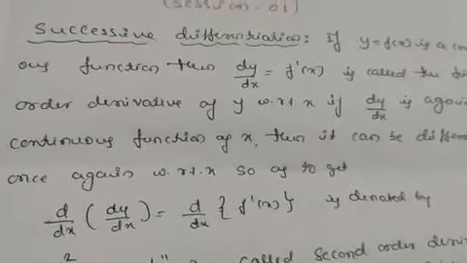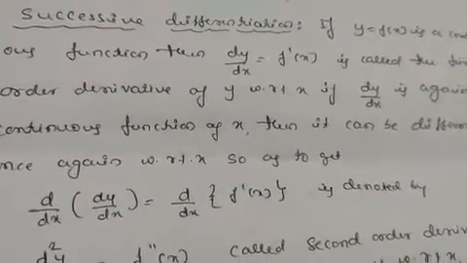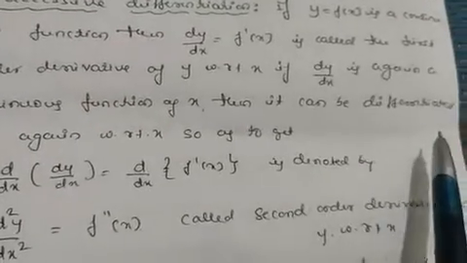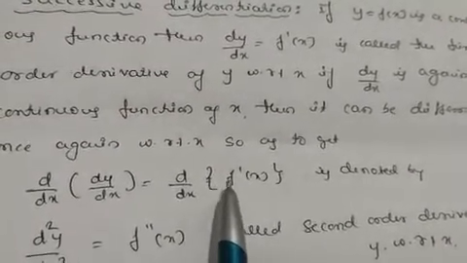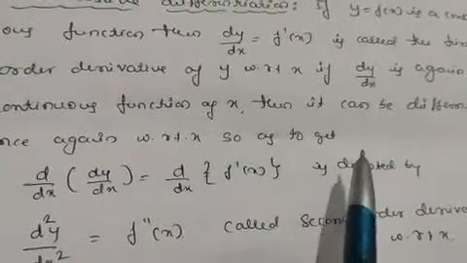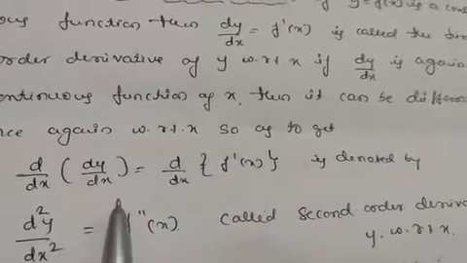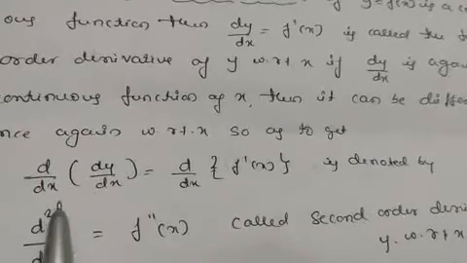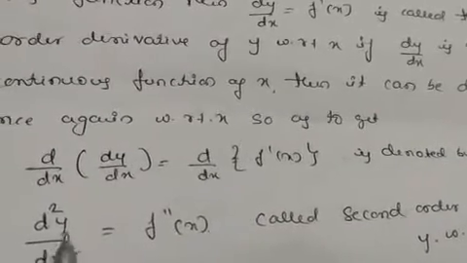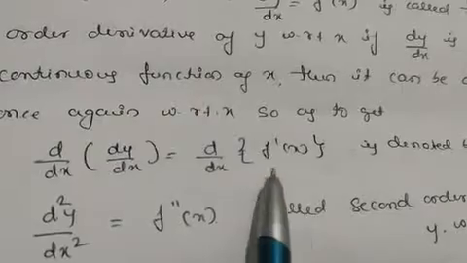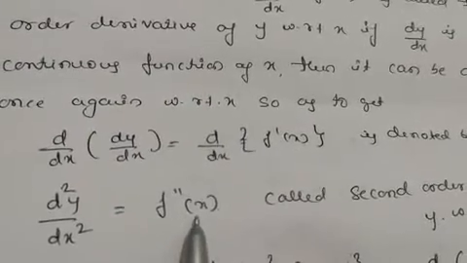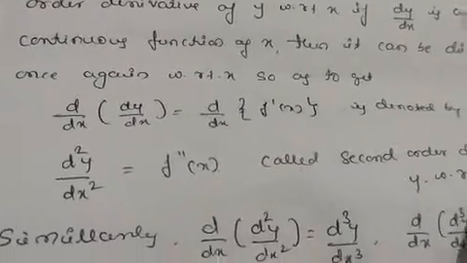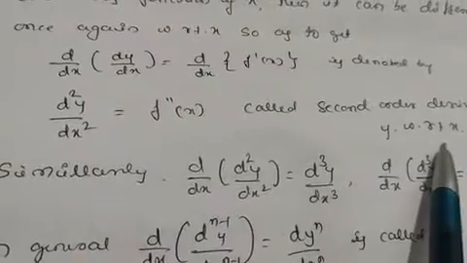And if dy by dx is again a continuous function of x, then it can be differentiated again with respect to x, so as to get the derivative of dy by dx, that is, the derivative of f dash x. The derivative of dy by dx is denoted by d2y by dx square, and the derivative of f dash of x is denoted by f double dash of x. It is called the second order derivative of y with respect to x.